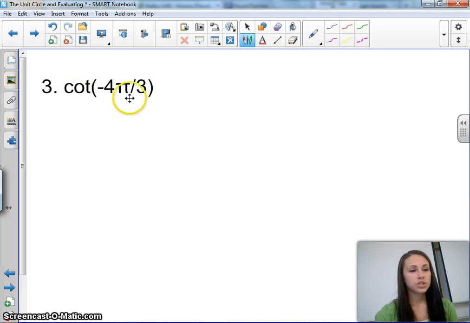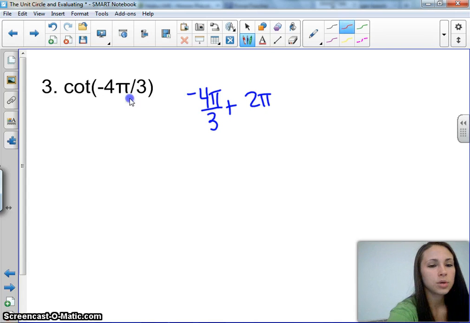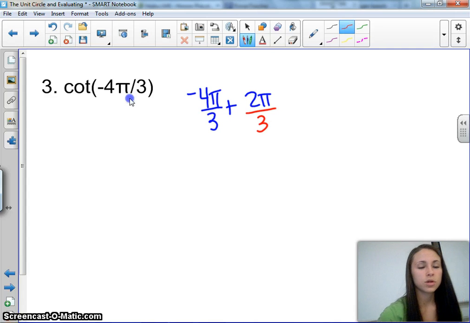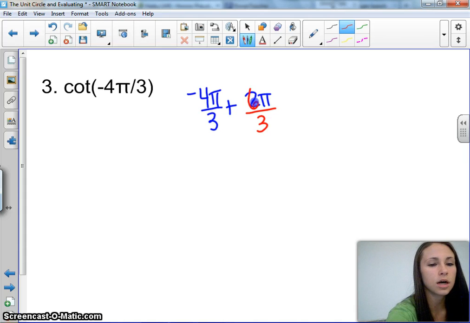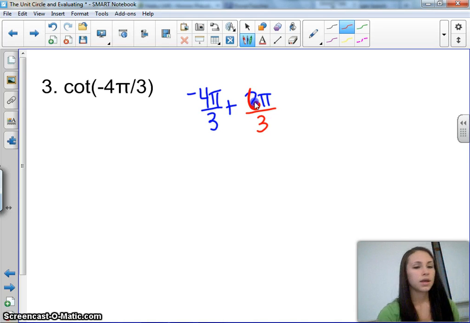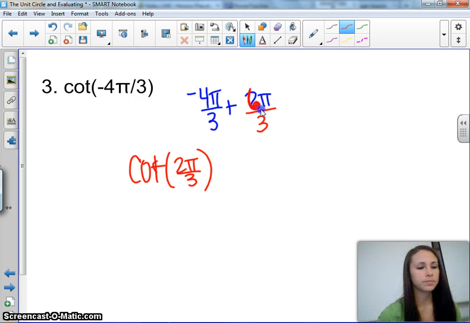Alright, cotangent at negative 4 pi over 3. Again, I'm going to take negative 4 pi over 3 and add 2 pi to it. And so I'm going to get a common denominator. This is just going to be a 3 in the bottom. 2 times 3 would make this a 6 in the top. I'm just going to write over it. And so then negative 4 plus 6 would be a positive 2. So I'm really finding the cotangent of 2 pi over 3.